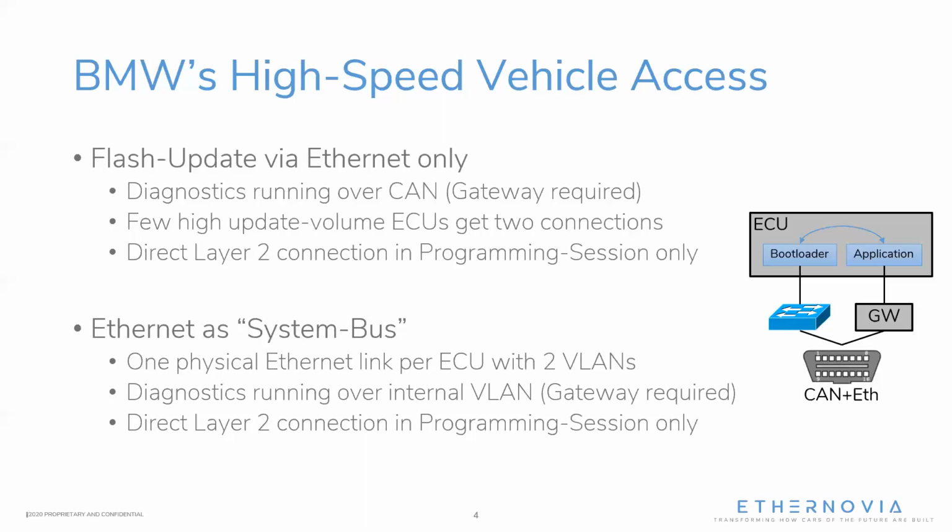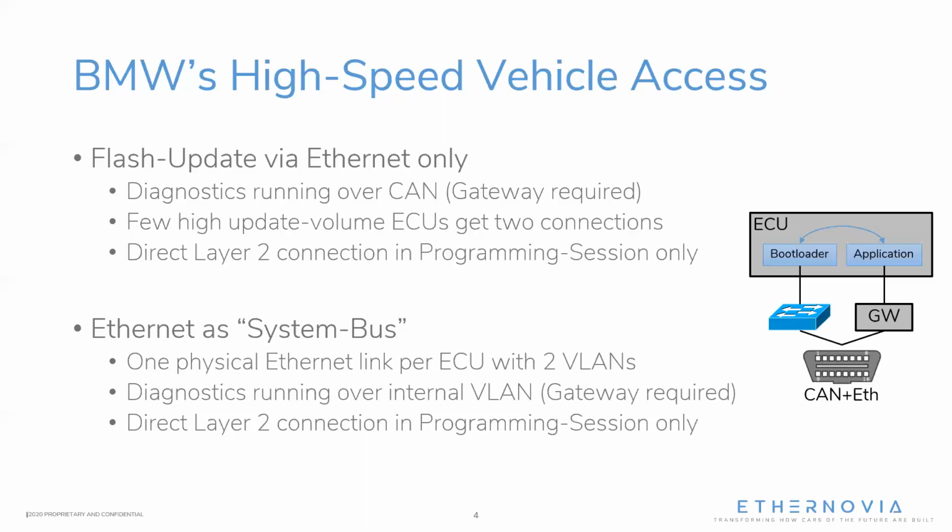And since these were only very few ECUs, the additional effort of having 2 connections to this ECU was not considered a problem. As soon as, however, the number of ECUs increased, obviously there was a desire to have ECUs connected to Ethernet only. And this is when the 2 VLAN concept was born, where basically still a gateway was involved in order to do regular diagnostics.